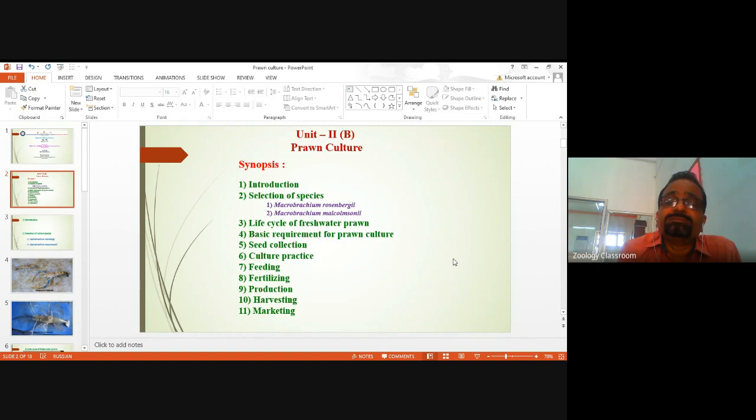The introduction, selection of the species. Of course, we are going to study freshwater prawn culture, the life cycle of freshwater prawns. What are the basic requirements for prawn culture? How is seed selected? What are the different culture practices? How the feeding is continued, how the pond is fertilized, what the production is, how it is harvested, and how it is marketed. So these are the points that we are going to study in today's lecture. One by one we shall proceed.